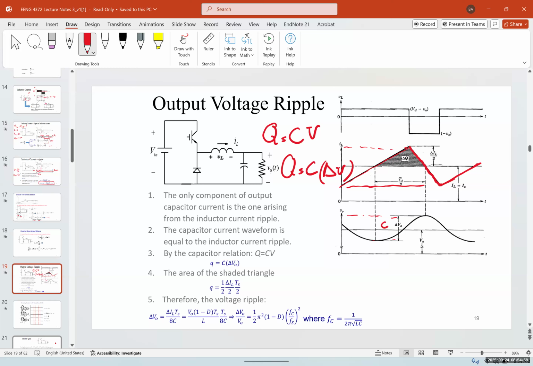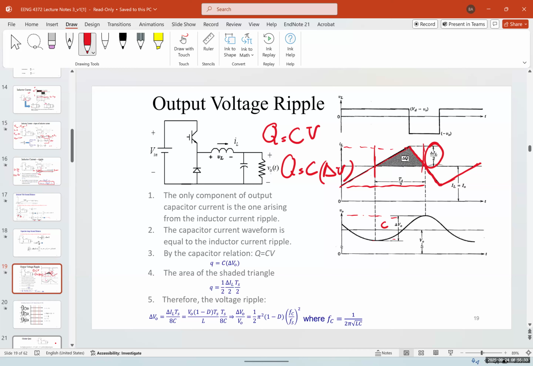The only component of output capacitor current is the one arising from the inductor current ripple. The capacitor current waveform is equal to the inductor current ripple. By the capacitor relation, Q is equal to CV. The area of the shaded triangle, delta Q, the amount of charge changing, is going to be equal to 1 over 2 of delta IL over 2, Ts over 2. Again, because this is half of delta IL.